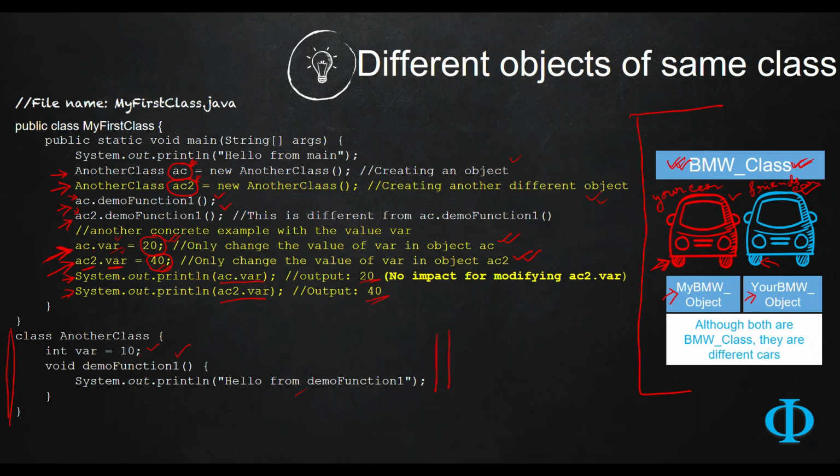Through this example, you can easily understand that different objects of the same class occupy different space in memory. They are totally different objects, although they have the same function, the same functionality, and the same variables. They occupy different places in memory, and you can handle them differently.